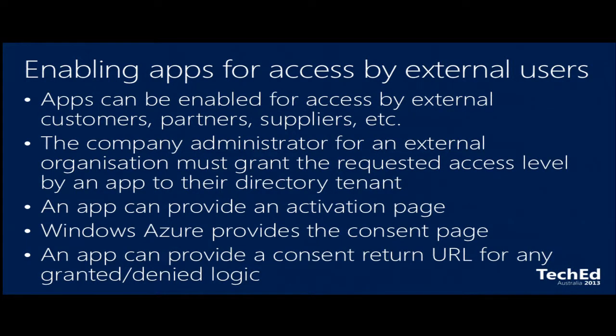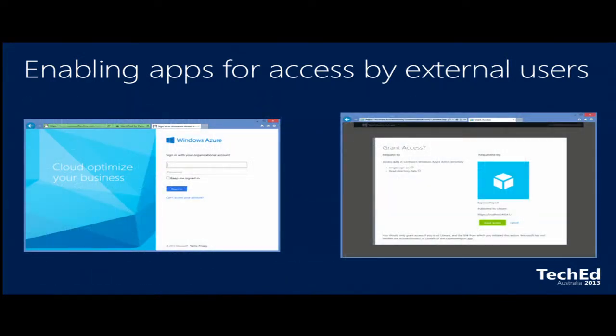As the provider of the application, what you generally have to do is provide an activation or a sign-up page so that the company administrator for the external organisation can visit your application to sign themselves up for the first time. And what they will see are these two screens here. If they haven't already signed into their own Windows Azure AD tenant, they sign themselves in as the company administrator or the tenant administrator, and are then presented with what's known as the consent page.